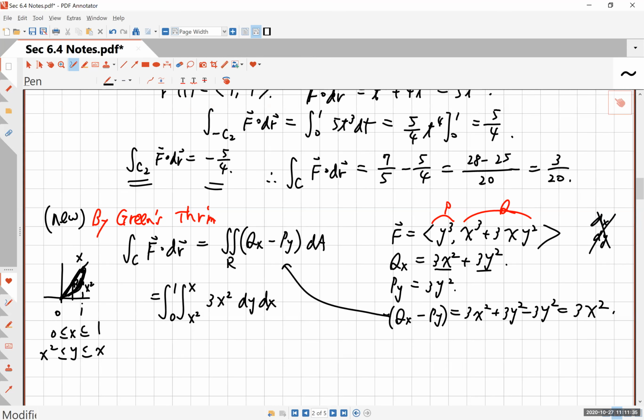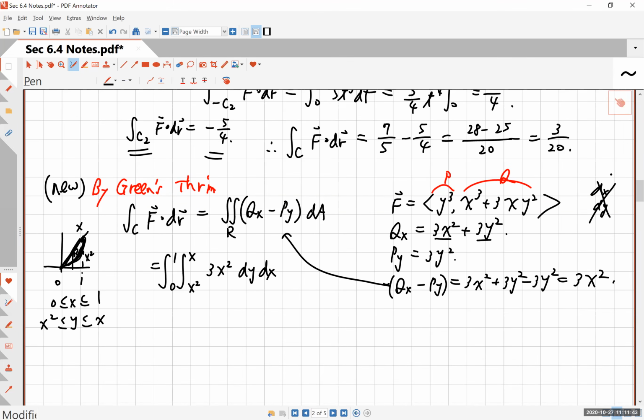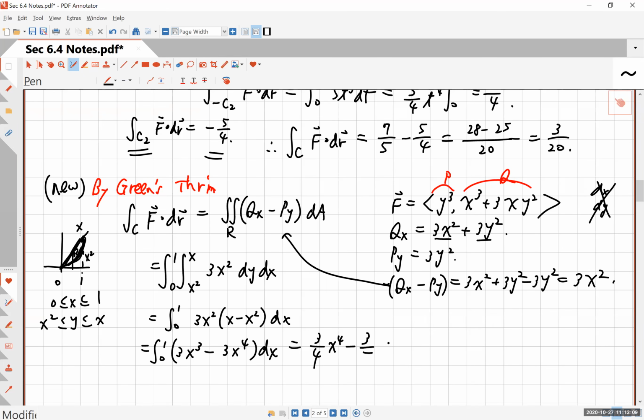Again, remember, we have to go back to what we learned in chapter 5 to solve the right-hand side of Green's theorem. So let's integrate this with respect to y. Nothing changes. It's x minus x squared. And now it is a calculus 1 problem. 3x cubed minus 3x to the fourth. This is what you have to integrate, and that's 3/4 x to the fourth minus 3/5 x to the fifth, integrating from 0 to 1.